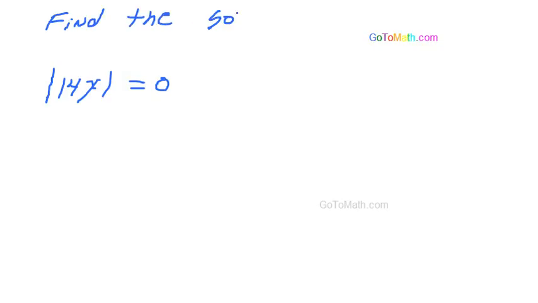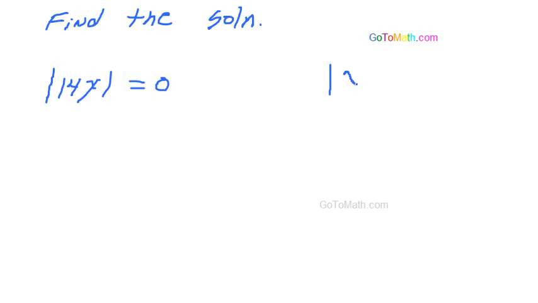Okay, so let's go over to the marker board and write this down. So we had the absolute value of 14x is equal to 0, and it says find the solution. I don't know, should I write that up here? Find the solution. We'll just abbreviate it. Hey, well, if you don't know what the absolute value is, I guess I'll tell you.